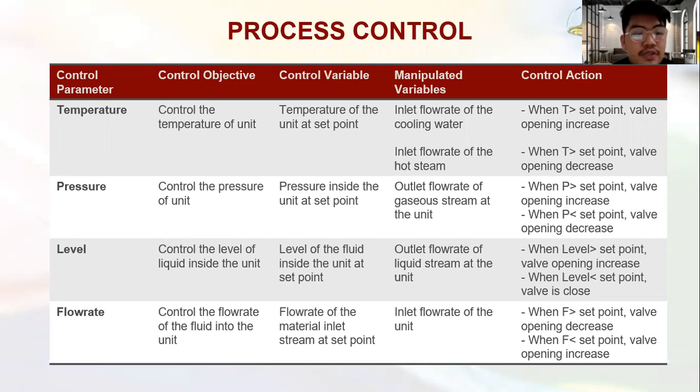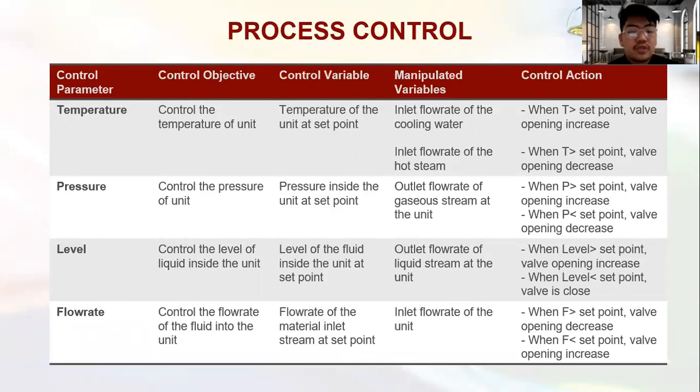For the temperature control parameter, the objective is to control the temperature of the unit at the set point by manipulating the flow rate of cooling water or the hot steam. So when the temperature exceeds the set point, the valve opening for the cooling water will increase, while for the hot steam, when the temperature exceeds the set point, the valve opening will decrease. For the pressure parameter, the objective is to control the pressure of the unit by manipulating the outlet flow rate of the gas stream at the unit. So when the pressure exceeds the set point, the valve opening will increase, while when the pressure is less than the set point, the valve opening will decrease.